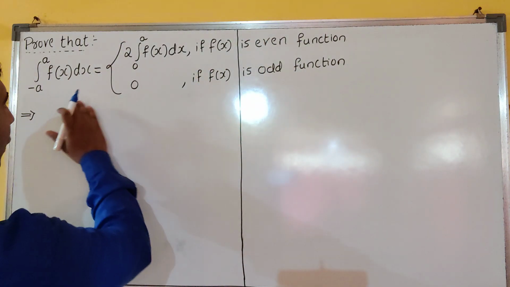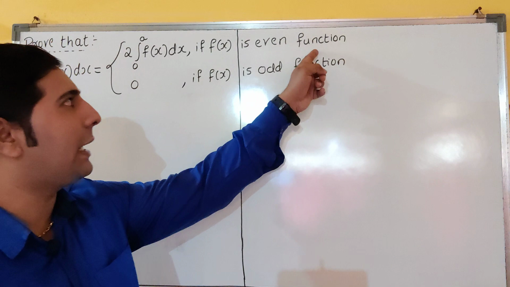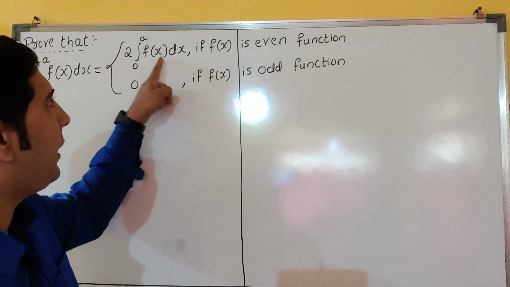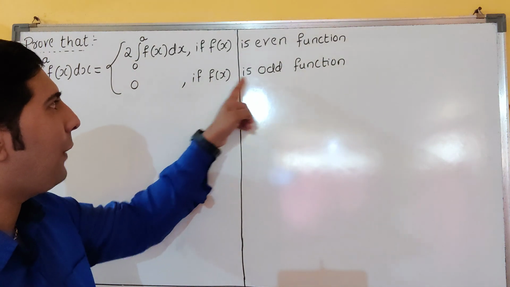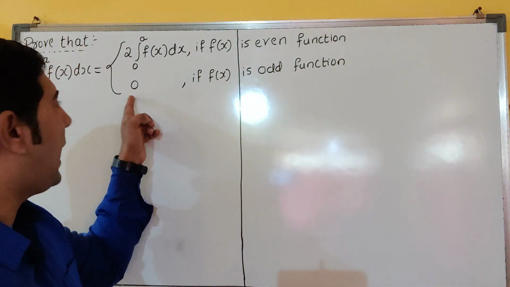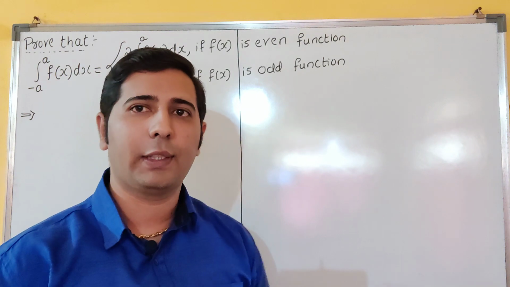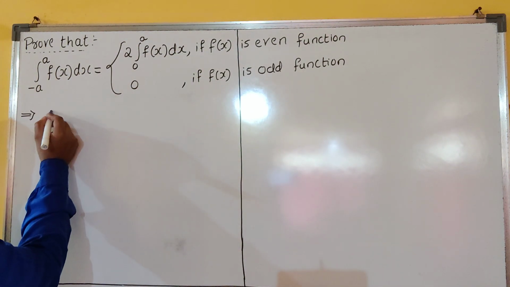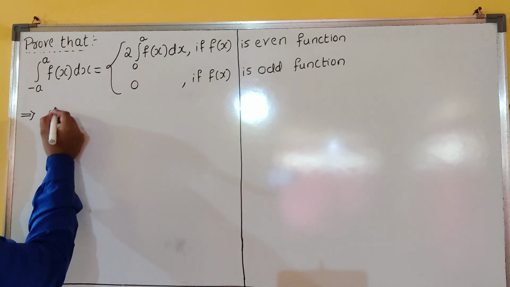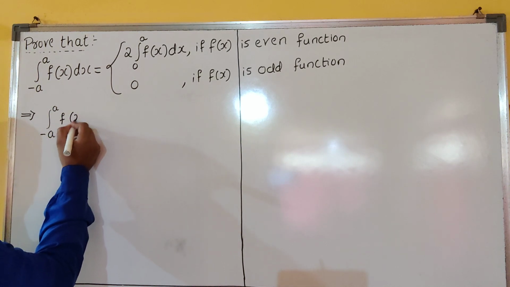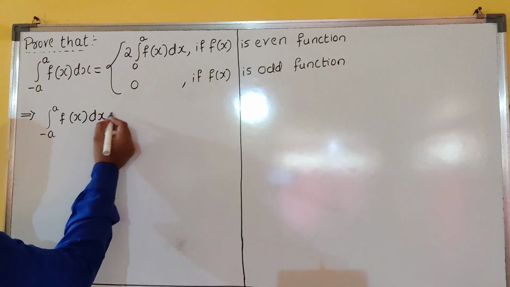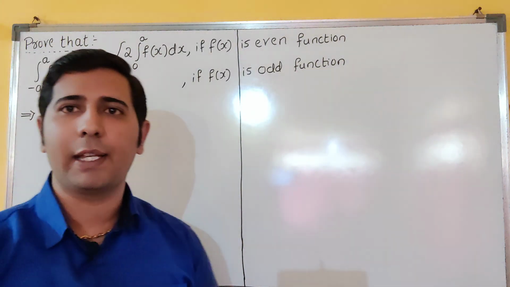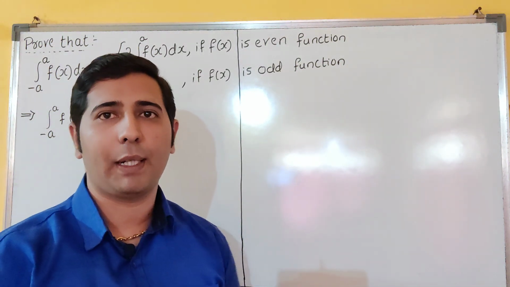Property. So how can we prove that? If f of x is an even function, I have to show it equals 2 times the integral from 0 to a of f of x dx. If f of x is an odd function, the answer is 0. I have to show this. So now see how to begin. LHS: minus a to a f of x dx. This is one of the most important theorems, or properties, dear students.